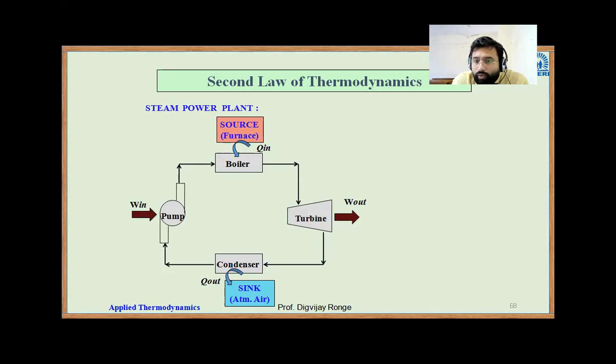The shaft of the turbine will rotate. It is connected to the shaft of the generator. In the generator, electricity is generated. That is our work output. Now some amount of heat is lost in the form of low pressure steam.